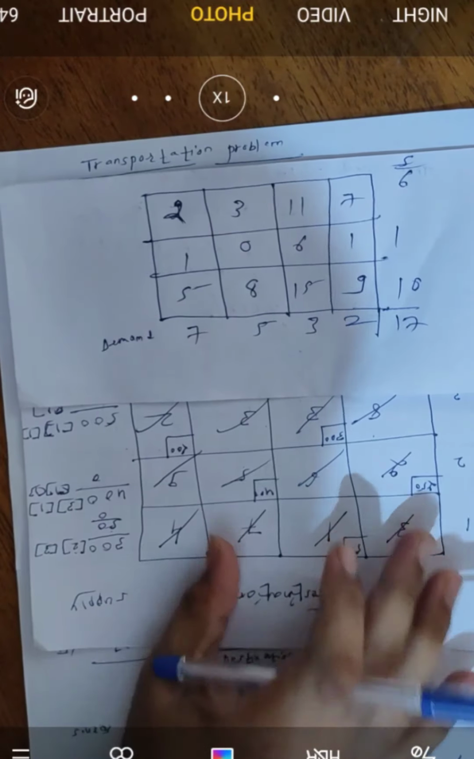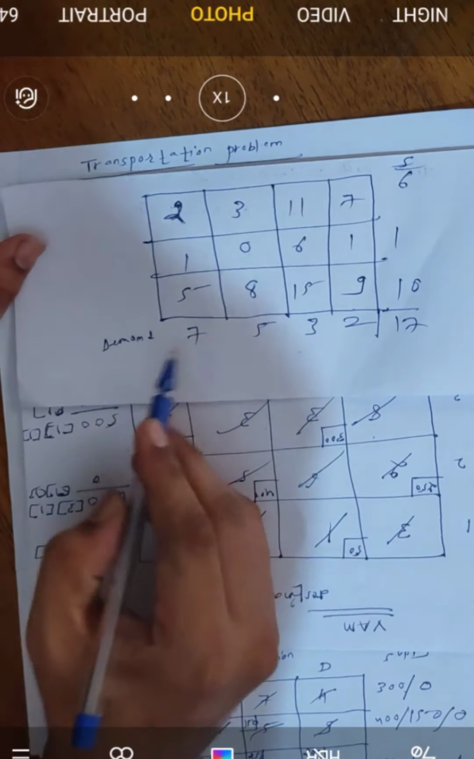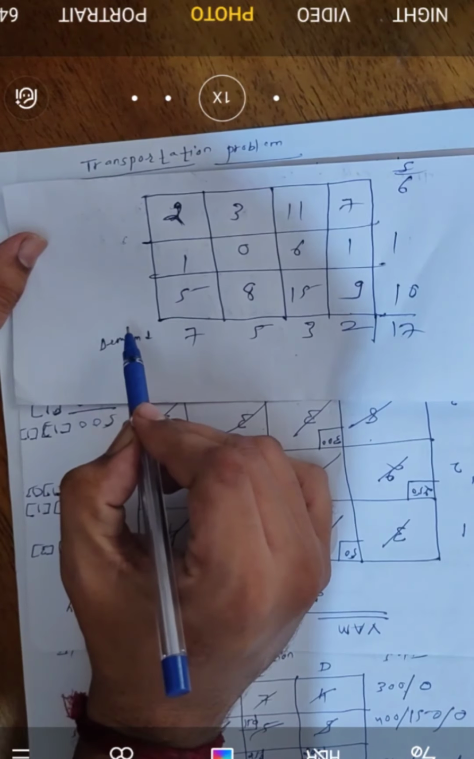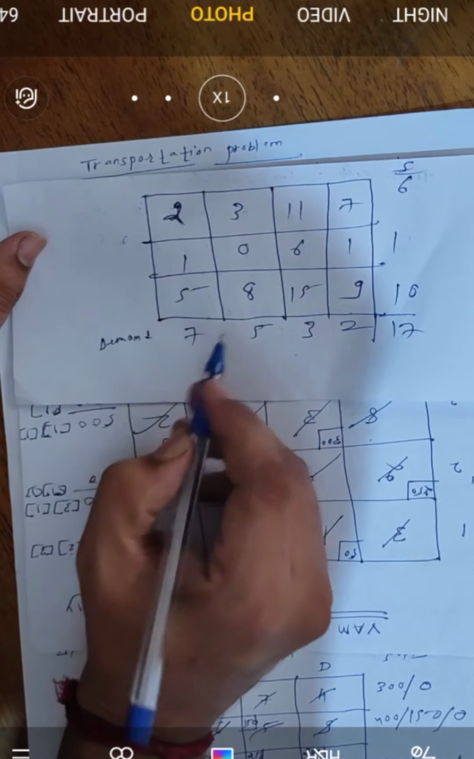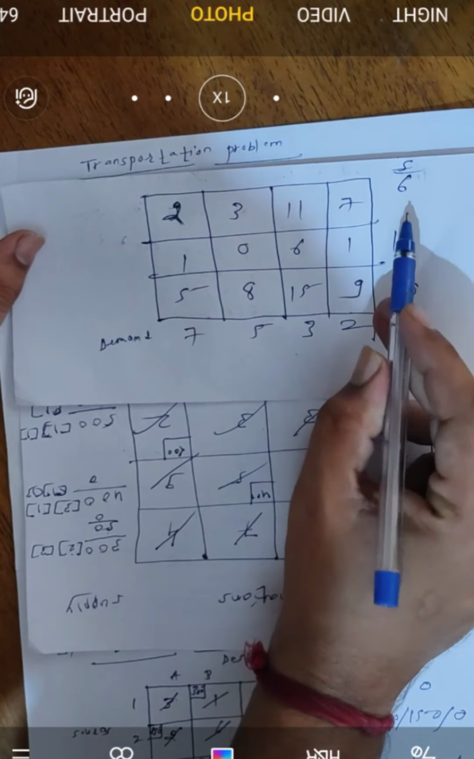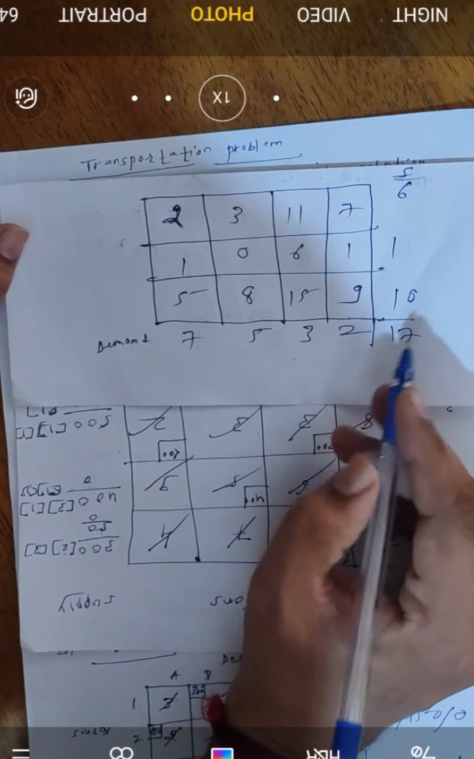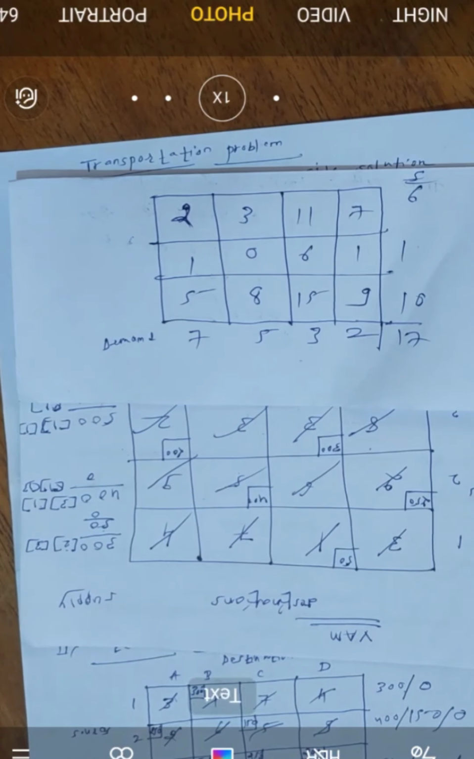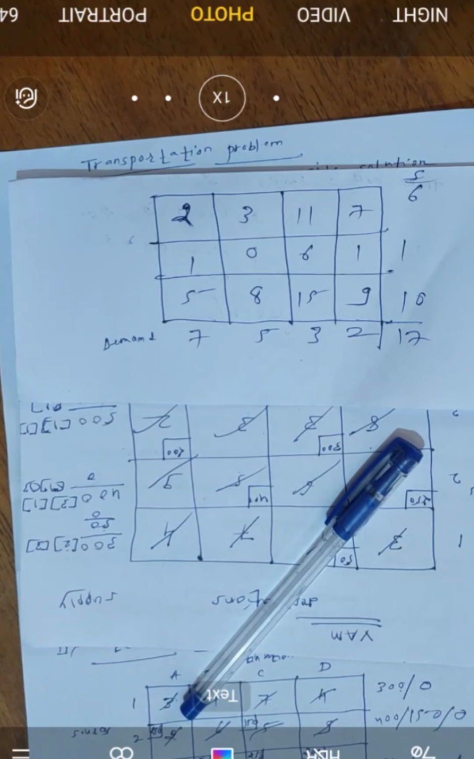So here look at the problem. Again there are three sources, four destinations. So I have written supplies and demands. Here demand is equal to supply. Supply is 17, demand is also 17. So that's why this problem is balanced, so you can easily solve it without any modification. So try to solve this problem. You have to practice more problems, then only it is possible for you to solve. Otherwise it is going to be very difficult. So try to solve this problem.